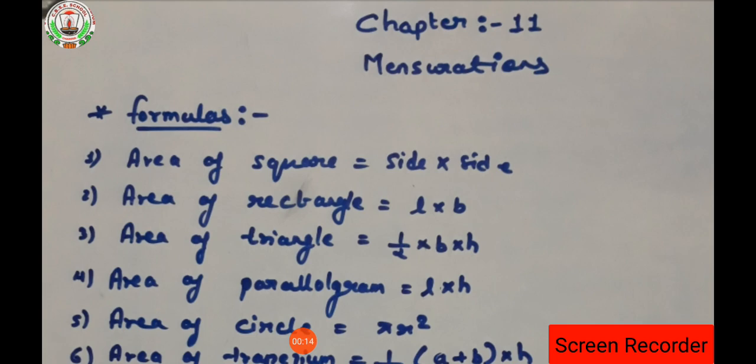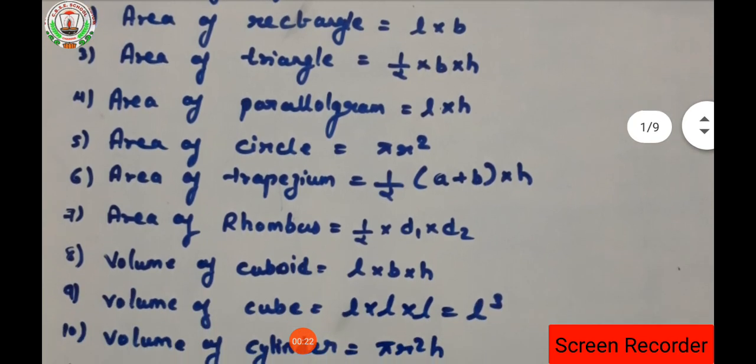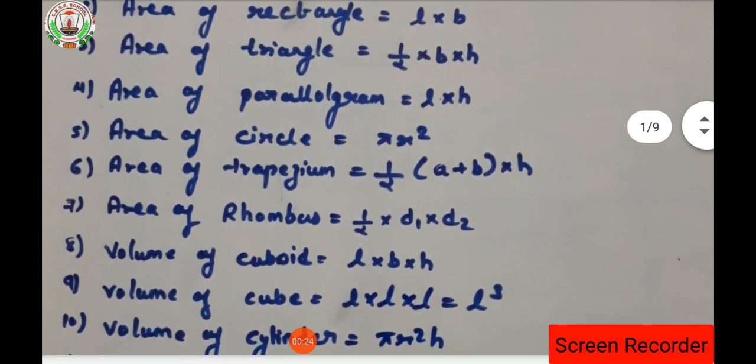Okay. So first one is area of a square. Let everybody know that is side into side, or side square. Area of a rectangle is equal to length into breadth. Then area of a triangle is equal to half into base into height. Area of a parallelogram is equal to L into H. In place of L we can also write B, where L indicates the length; it indicates the base of the parallelogram. So in place of L we can also write B into H.